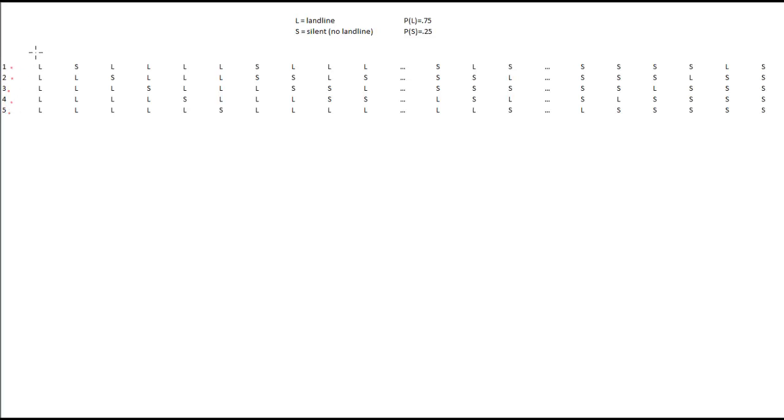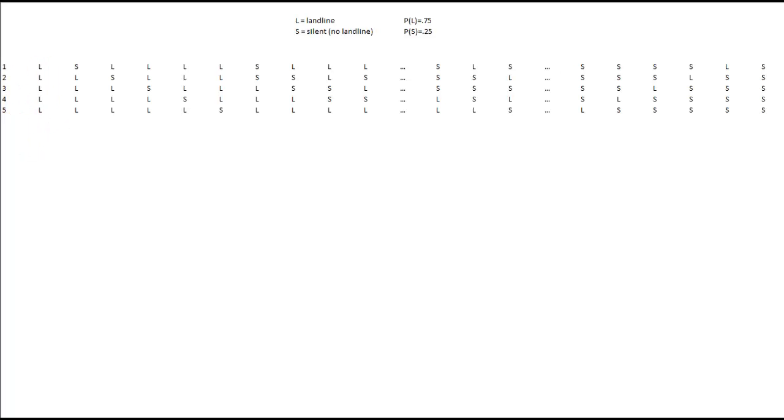And the first part of the question asks, what's the probability of getting this result where we have 5 landlines in a row? Well, it turns out that those people are all independent of each other, and so what we get is there's a 0.75 chance that person 1 has it, 0.75 person 2 has it, 0.75 person 3 has it, all the way to 5. So we get 0.75 to the 5th power.